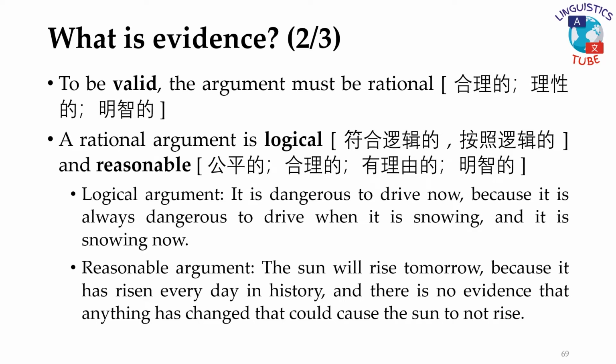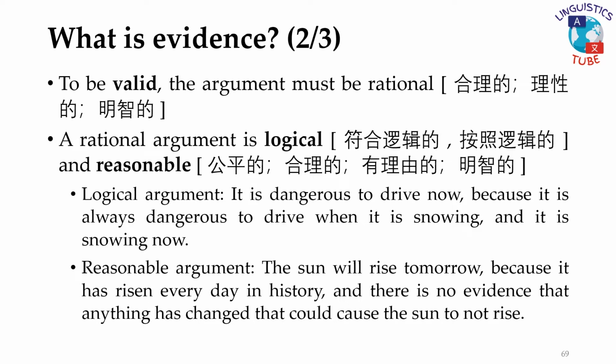I believe there are two main aspects. To be rational, it must be logical and reasonable. To be logical, the evidence that supports the argument must be connected in a way that makes sense. For example, my argument is that it is dangerous to drive now. My evidence is that it is always dangerous to drive when it is snowing, and it is snowing now. In this example, the evidence logically connects to the argument. They would not logically connect if you used the same evidence, but instead argued that it is safe to drive right now.